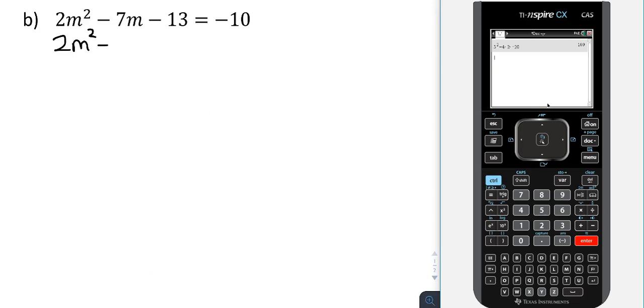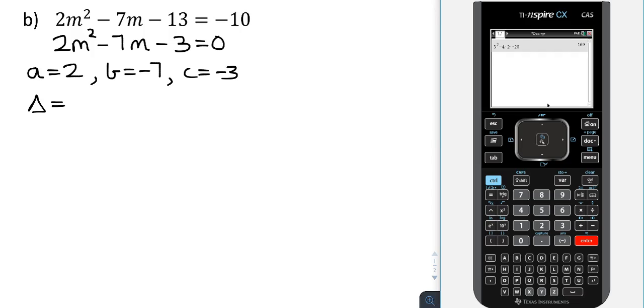The second example, 2m squared minus 7m minus 13 equals negative 10. Your first step is that you do need to move that negative 10 across. When using the quadratic formula or indeed factorizing, solving, any of those sort of things, you do need to have 0 on one side of the equation. So moving or plussing 10 to both sides is your very first step. This allows us to find A, B, and C, and hence check off our discriminant. So A is 2, B is negative 7, and C is negative 3. So keeping those negatives with the B and C values.